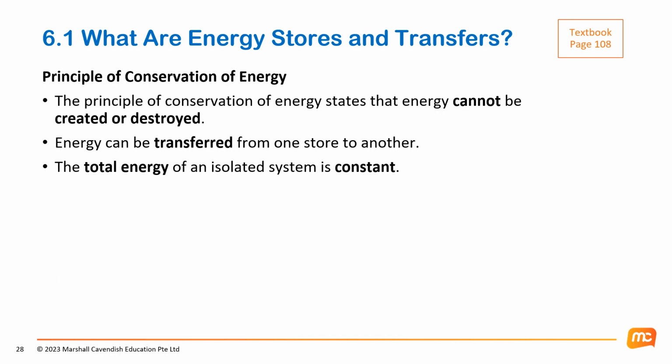So like I said just now, energy cannot be created or destroyed. It can only be transferred from one store to another store, and the total energy of an isolated system is constant. By isolated, what we mean is that in this system, no energy is entering, no energy is leaving, because it is not interacting with anything outside of it. So for example, an example of an isolated system is, let's say, a ball that is left on the floor. Nobody is kicking it, there's no wind, so therefore it's not interacting with the outside world.